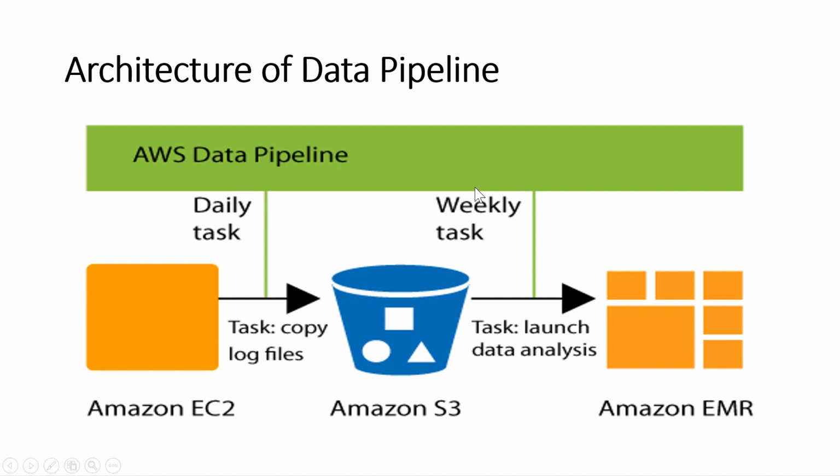This is the architecture of the AWS Data Pipeline. Here you can see this is the Amazon EC2 instance. This is where your application or system generates log files or other data. It could be a server running applications that create these files daily.